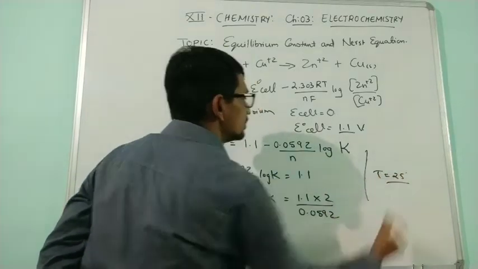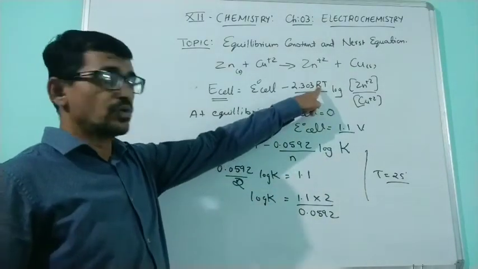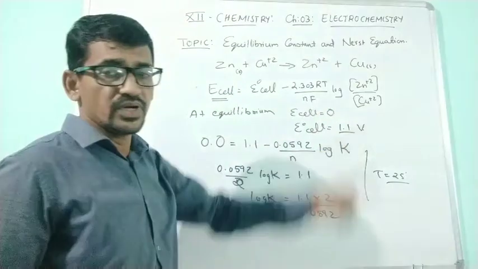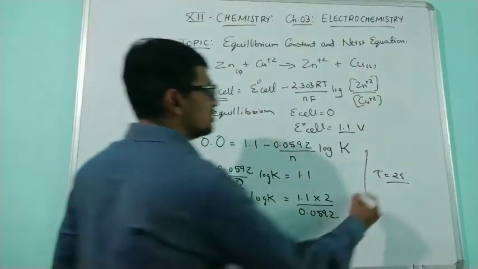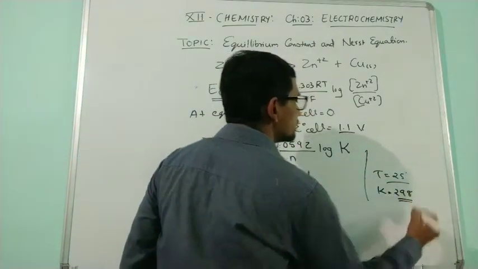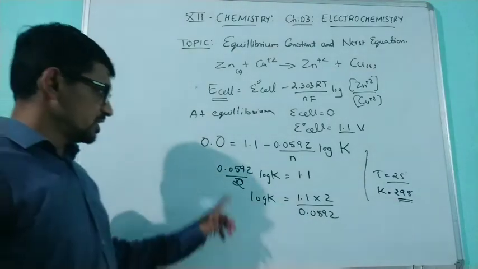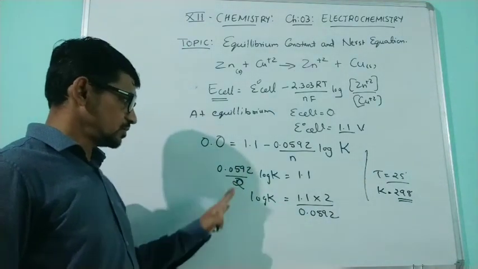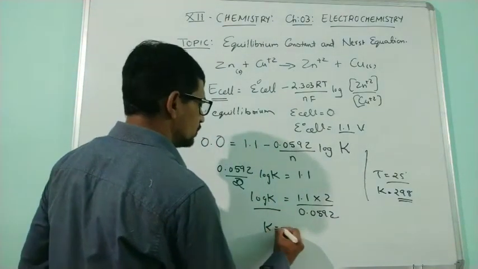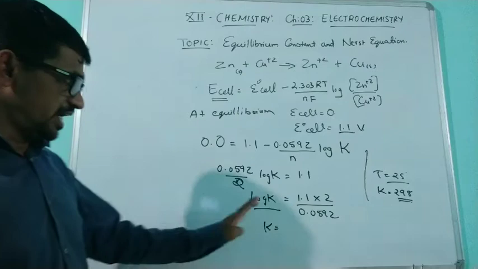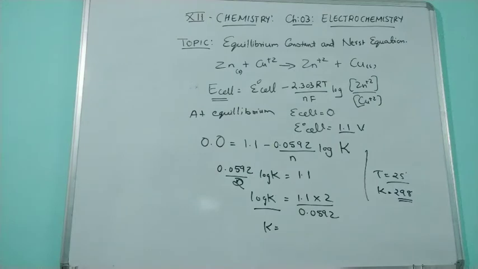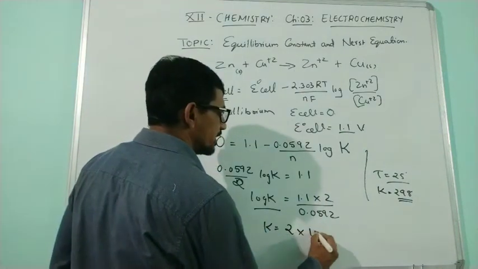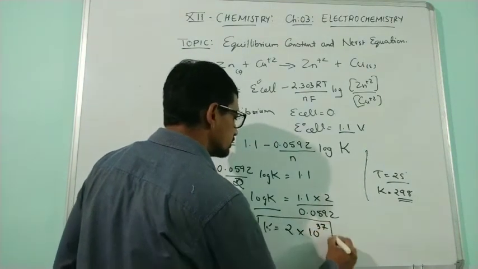Okay, at temperature 25 degree, if you take R value 0.08314, temperature 25 degree, you convert into Kelvin, then it is 298. And put the value, then this value is coming 0.0592. So log K is equal to this. If you want to find the K value, then the anti-log of this value will come. So the value will come, K is equal to 2 multiplied by 10 raised to 37. So this value will come.